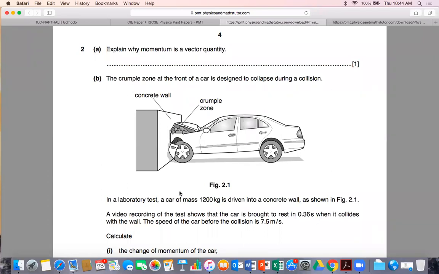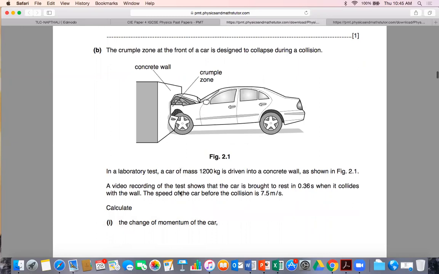Okay, let's see. Explain why momentum is a vector quantity. Why is momentum a vector? Because it has magnitude and direction. Momentum is mass times velocity, and velocity has direction. So momentum has direction.